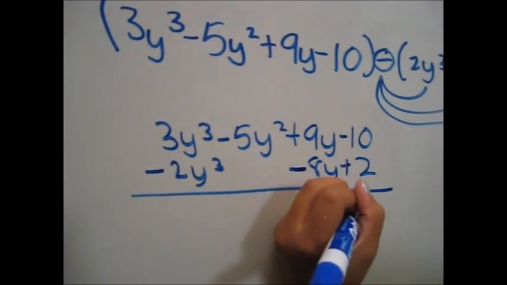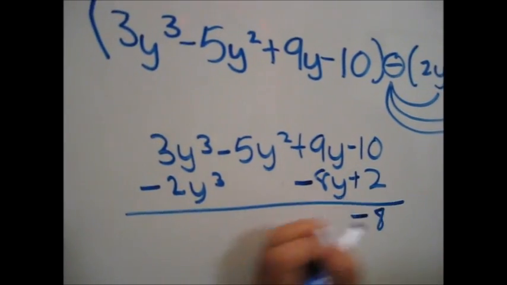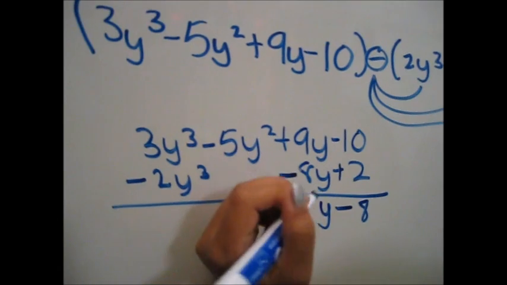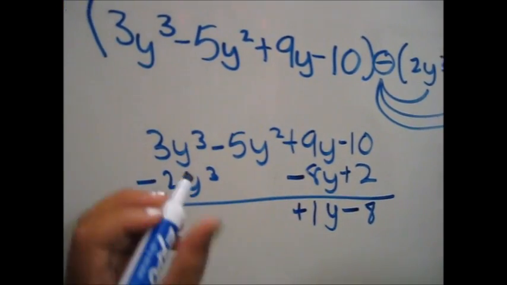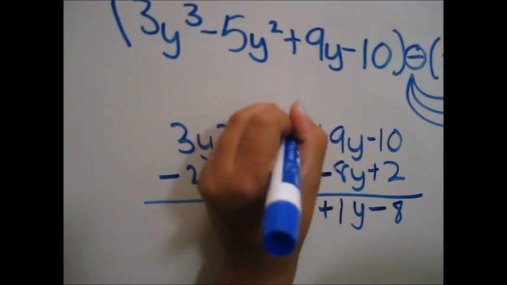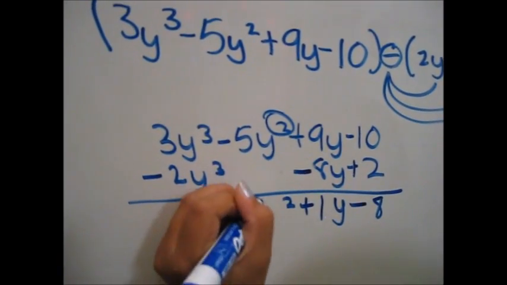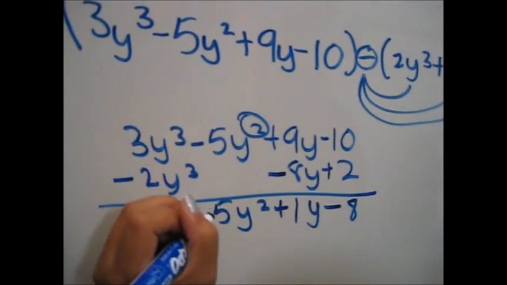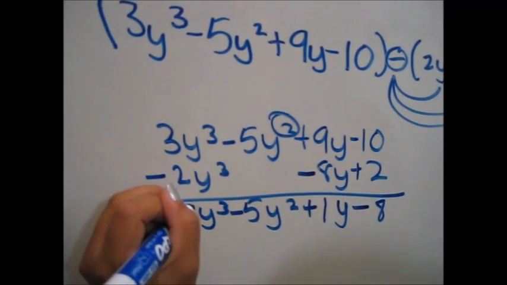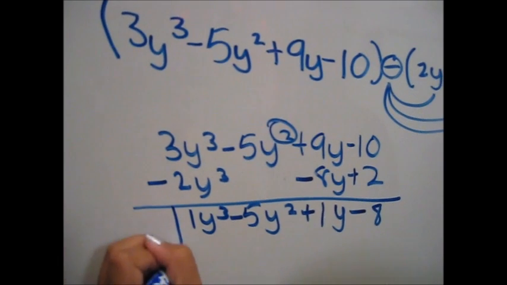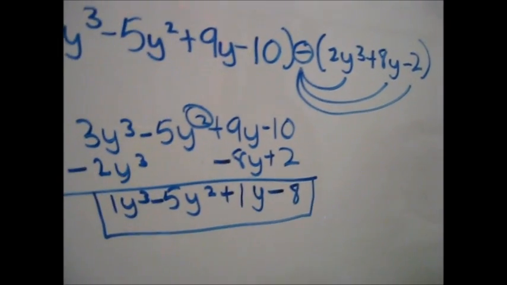So negative 10 plus 2 will become negative 8. 9y minus 8y becomes positive 1y. And since there's nothing below the negative 5y squared, just bring it down. So it's going to be negative 5y squared. And 3y cubed minus 2y cubed will equal 1y cubed, and that's the answer.